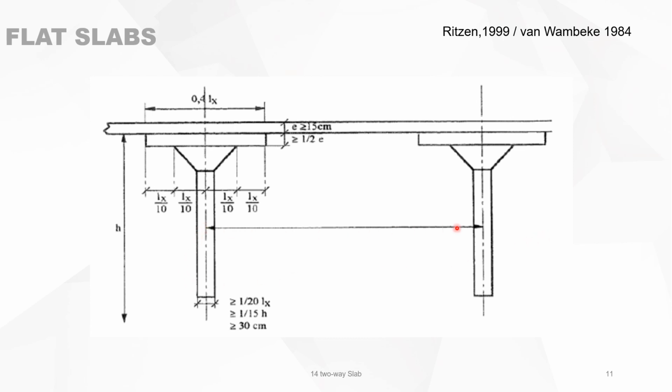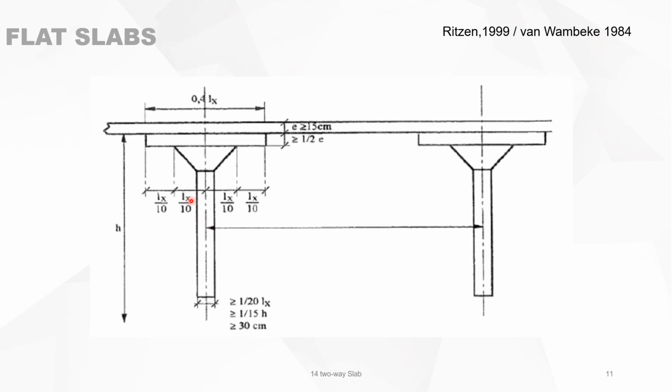And when the distance between the columns is Lx, then you can start off with a column thickness of 1/20th of the span, or it must be bigger than 1/15th of the height of the column, or the height of the floor, the floor height, and it must be bigger than 30 centimeters. You can start with that.